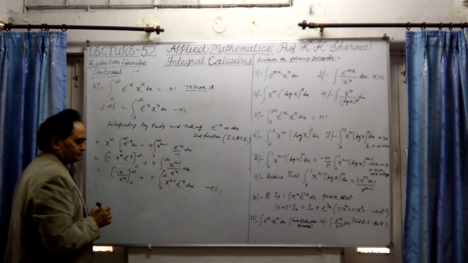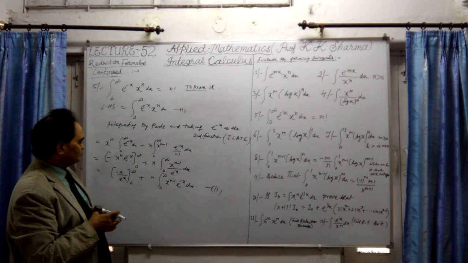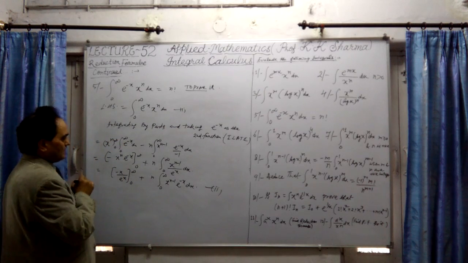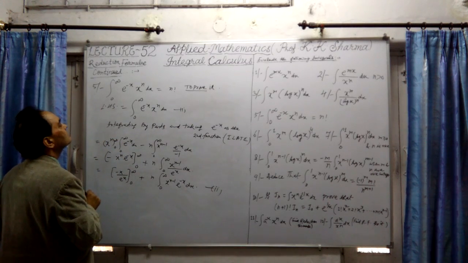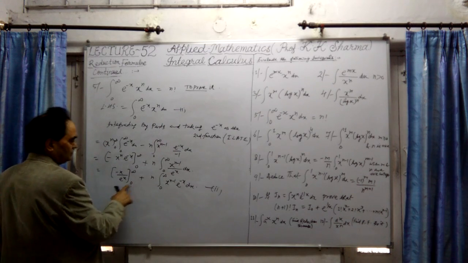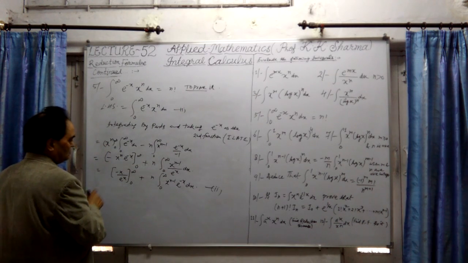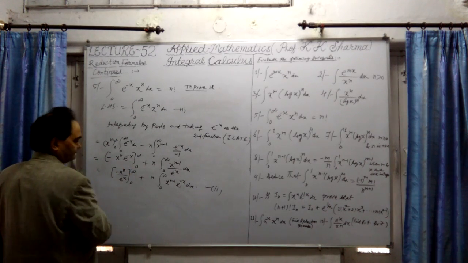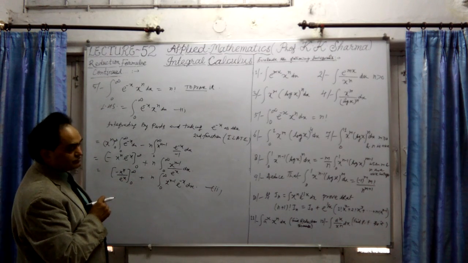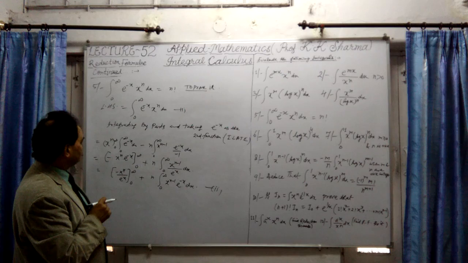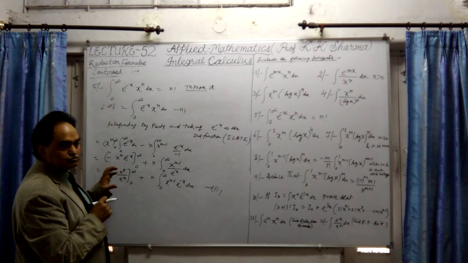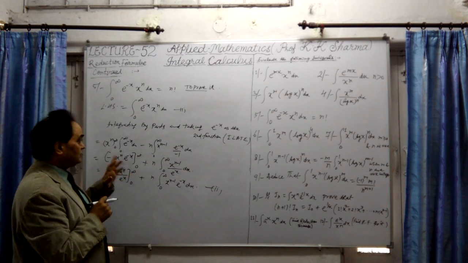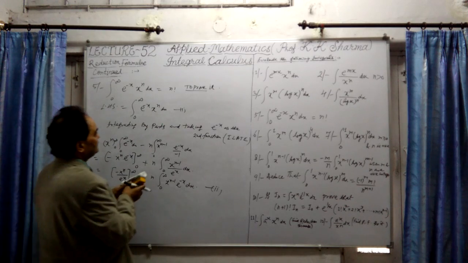Now let me check what the value of this is. Here also we have to apply 0 to infinity. After integration, we have obtained this function. Now let me check this: x raised to the power n upon e raised to the power x. Let me show that this is equal to 0. How is it 0? At 0 it is 0, no problem, but at infinity, what is the value of this? Let me solve it here.